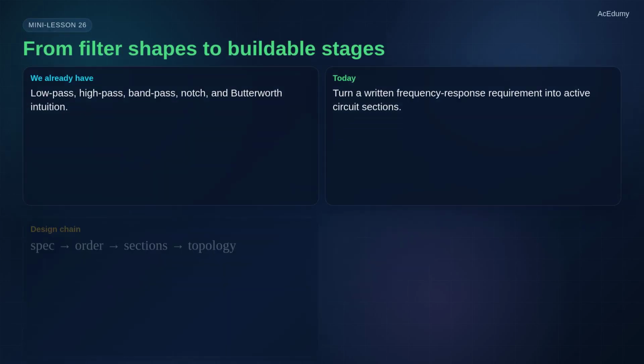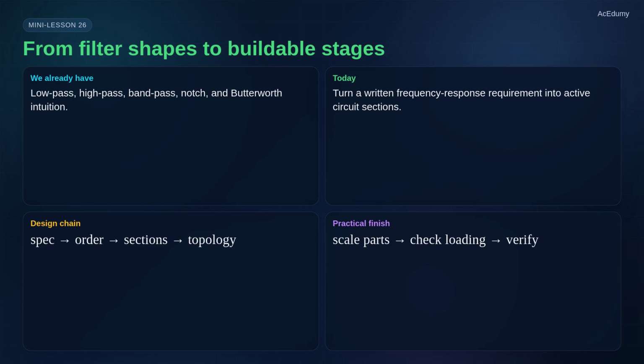We now know the filter shapes: low pass, high pass, band reject, and the Butterworth idea. The next question is practical. Given a specification, how do we turn it into active stages that can actually be built?